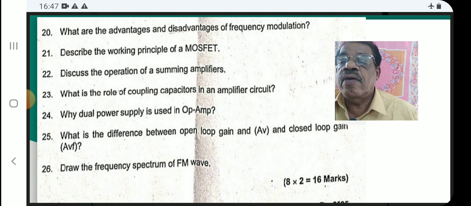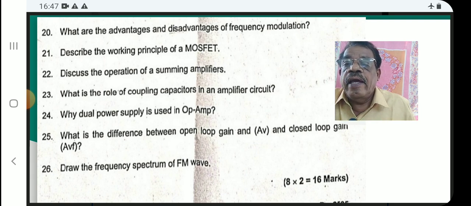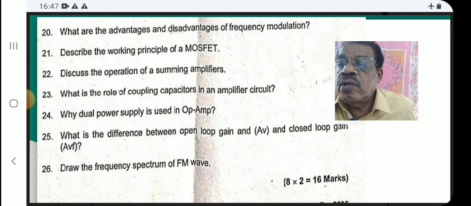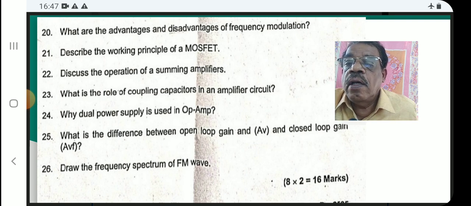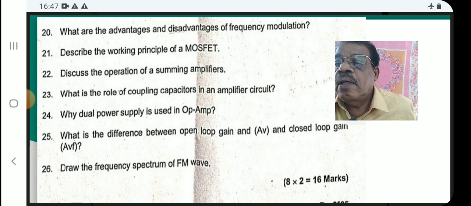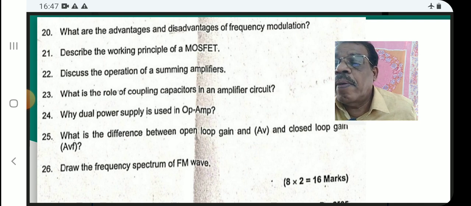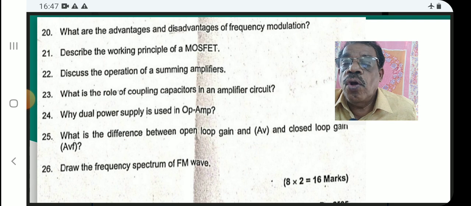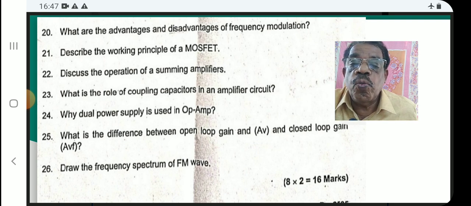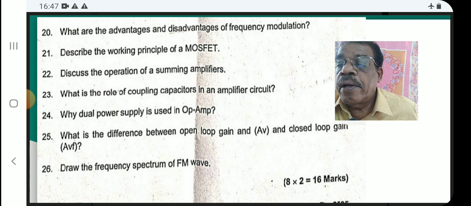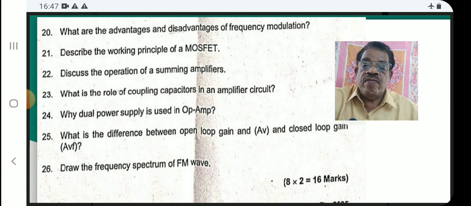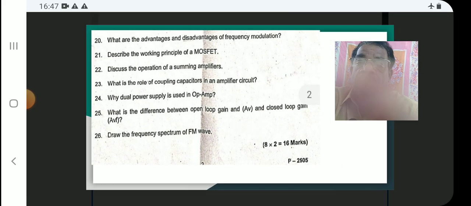Number 21, describe the working of a MOSFET. Number 22, discuss the operation of a summing amplifier from op-amp. Number 23, what is the role of coupling capacitors in an amplifier circuit? Number 24, why is a dual power supply used in op-amp? Number 25, what is the difference between open loop gain AV and closed loop gain AVF? Number 26, draw the frequency spectrum of FM wave. 8 into 2, 16 marks.